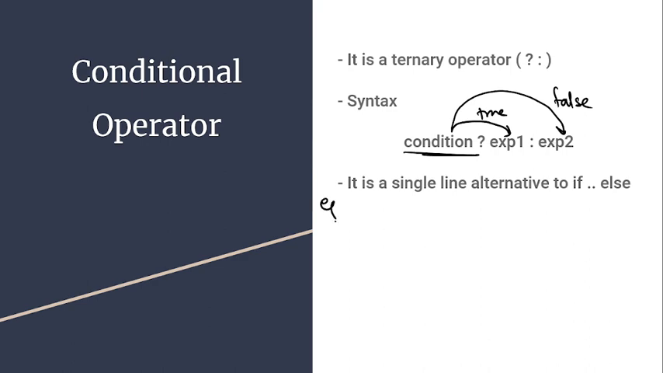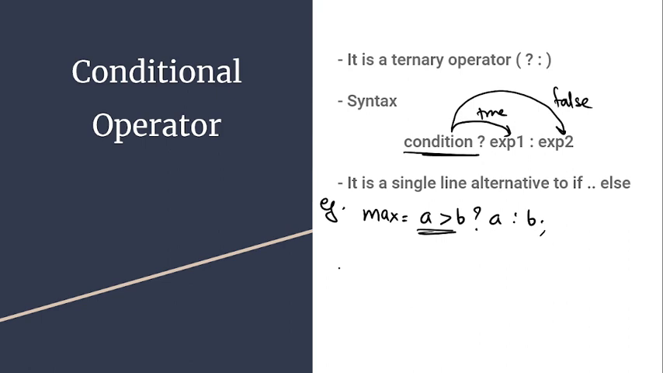Okay, let us look at the example. If I want to find the maximum out of 2, it will be A greater than B, then A, else B. Okay, I repeat. If A greater than B is true, it will take up A value and that will be the maximum. If this is false, it will take up B. Okay, you can try to correlate this.